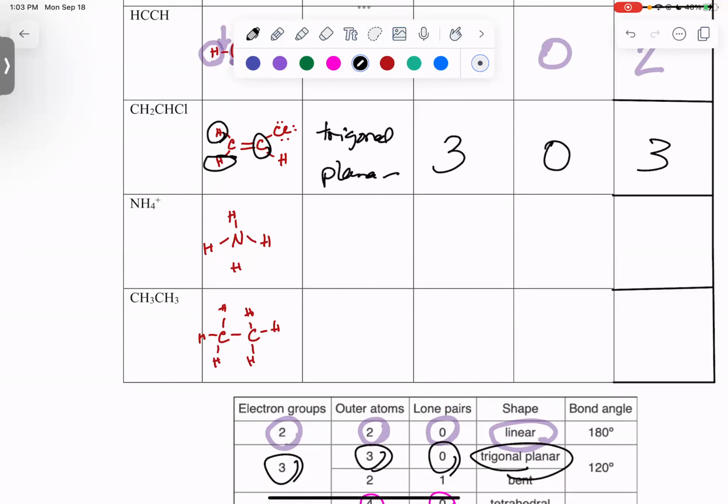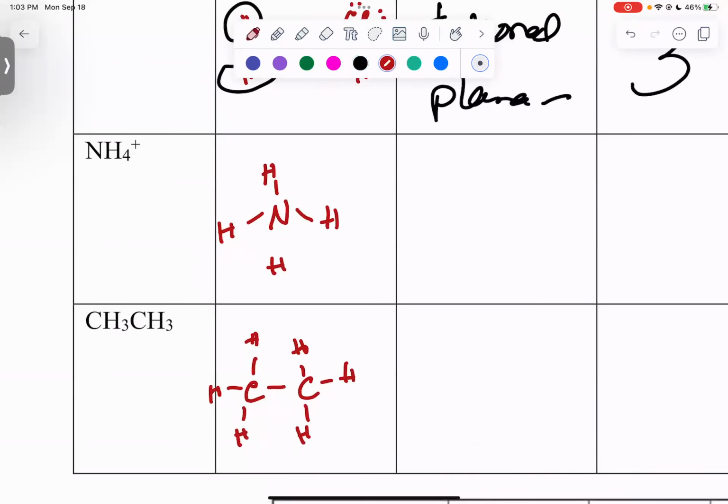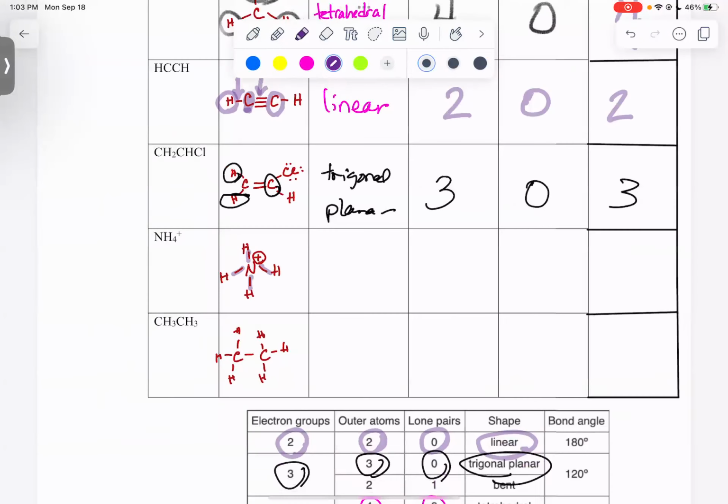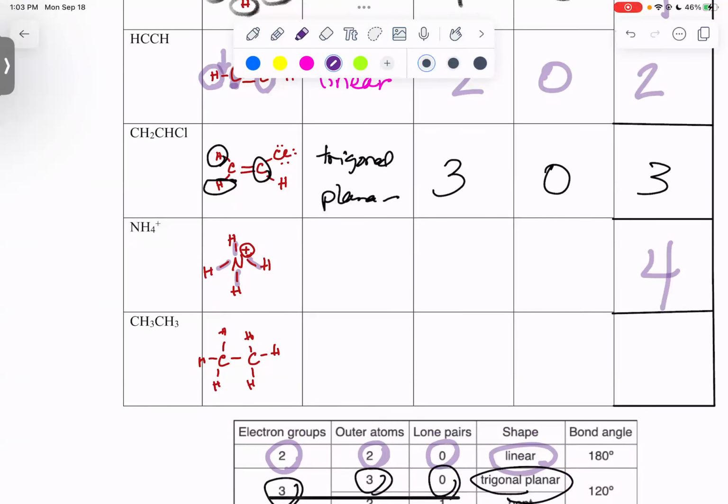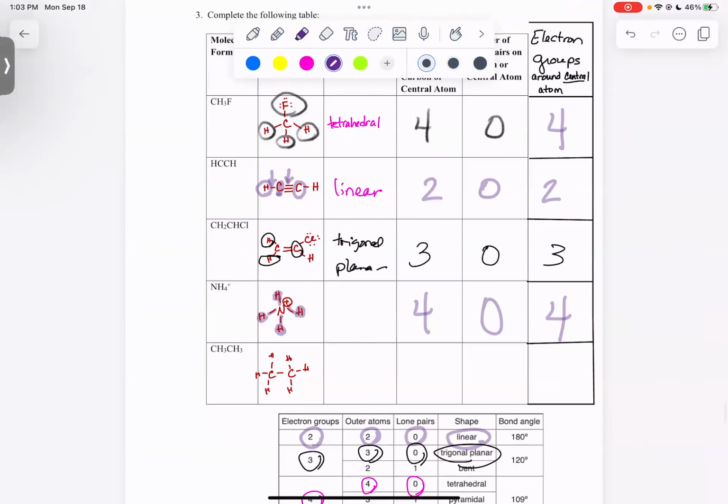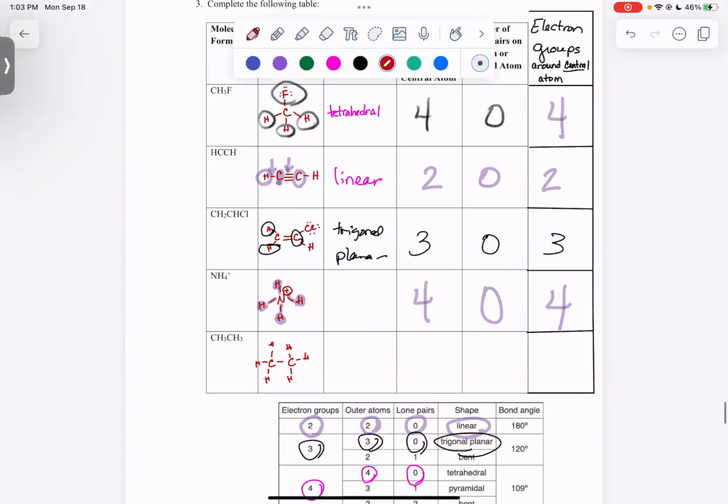NH4, and that's a plus. It looks like some of my stuff got erased. NH4 plus is carrying a positive charge, so you have to make sure to include that in your drawing. So this one has, let's count them, 1, 2, 3, 4 areas of electron groups, and then I have 1, 2, 3, 4 outer groups, and I have no lone pairs. So this is tetrahedral, just like the one up above.